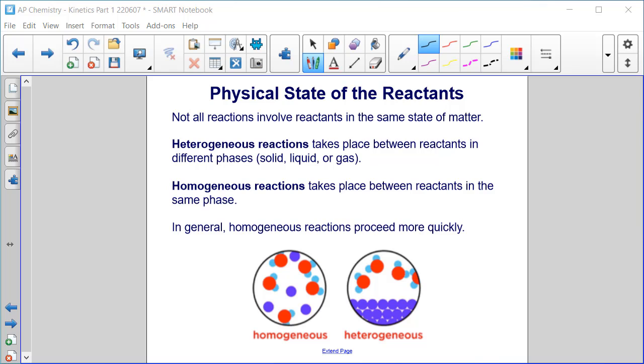In the examples here, you can see in this heterogeneous reaction, this looks like a tightly packed solid, and then a liquid or a gas. And then similarly, these are in the same state, either both liquid or both gas.